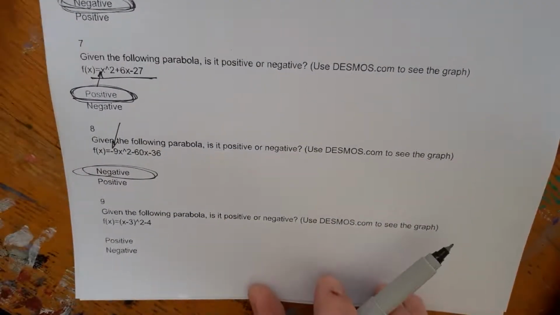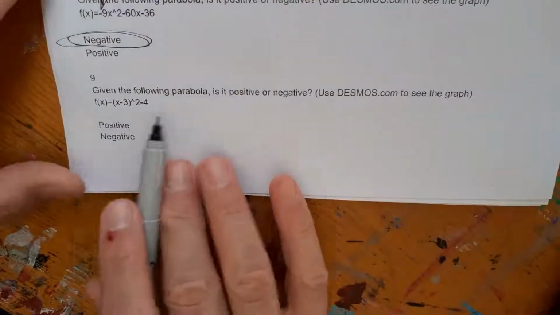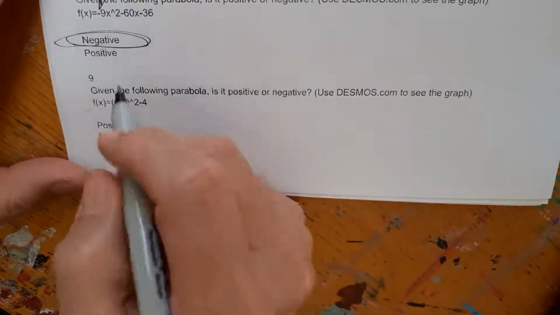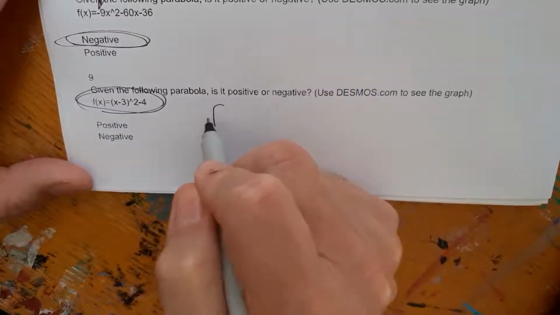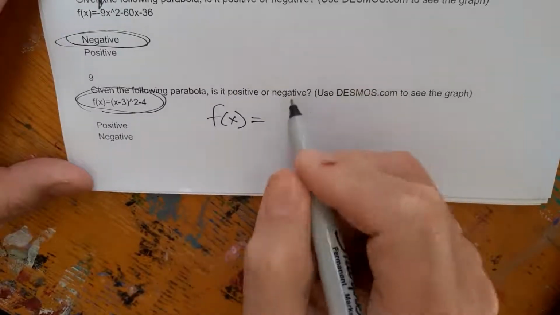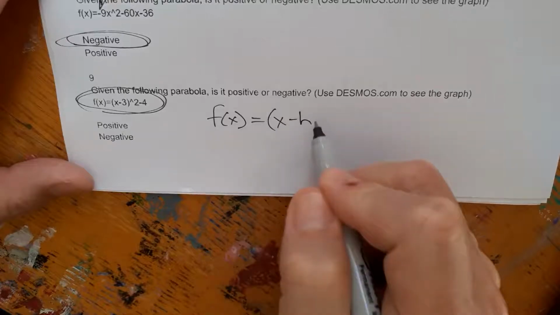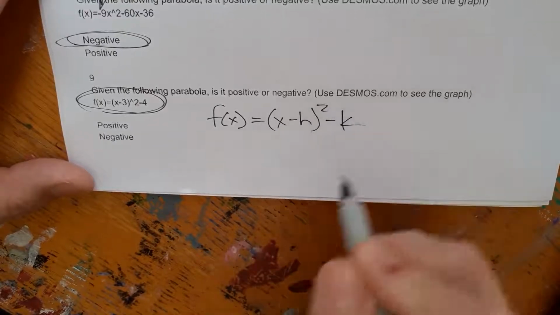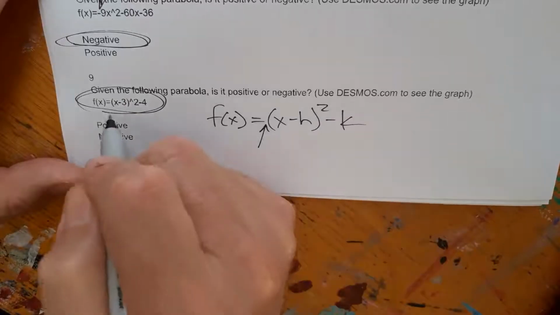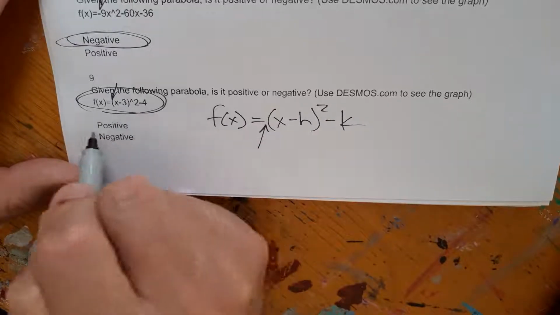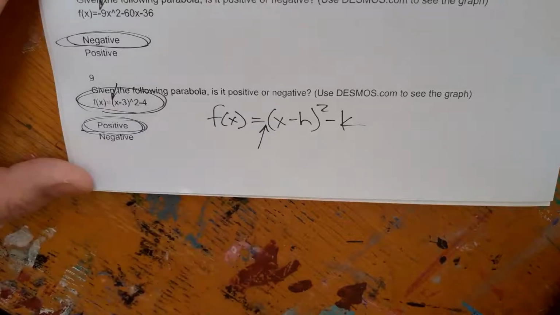Sorry about that. So given the following parabola, is it a positive or negative? So this is the classic parabola form of f of x equals x minus h squared minus k. So we want to know what is the value in front of the parentheses. There is a positive in front of the parentheses, so this is an opening up parabola.